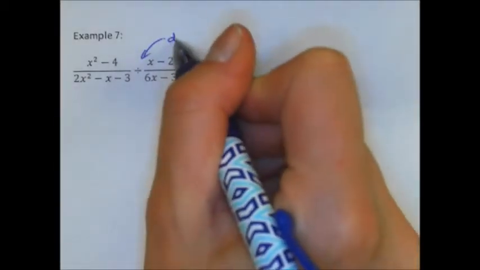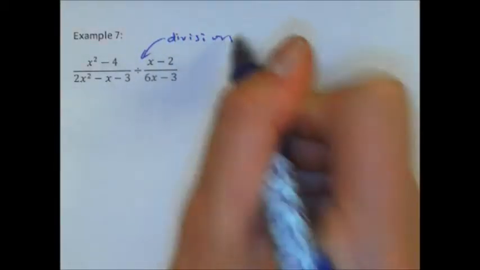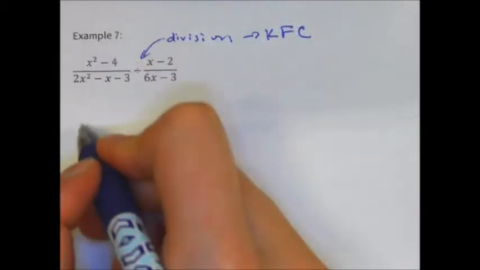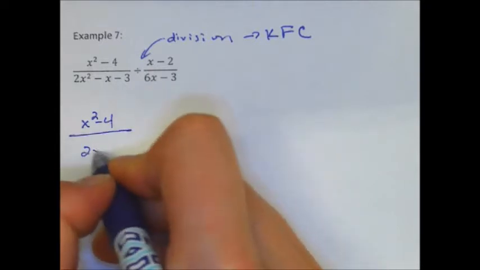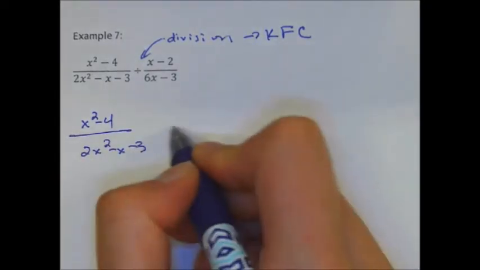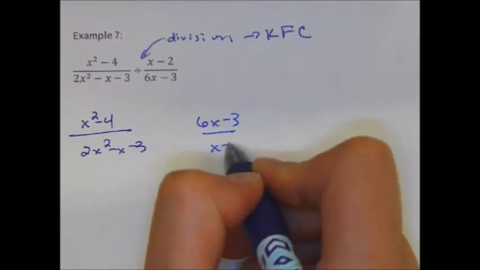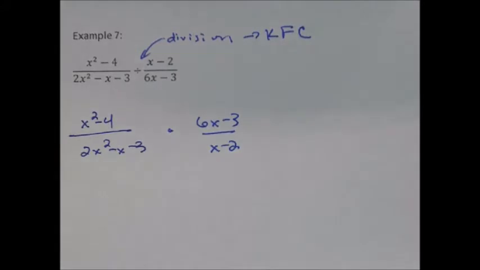The last two examples are going to be a review. For example 7, I noticed that there's a division symbol. So when we're doing division, we're thinking keep, flip, change. So we're going to keep the first. Flip the second. And change to multiplication. Now our next step is to factor. So go ahead and pause the video so that you can factor all the different pieces.